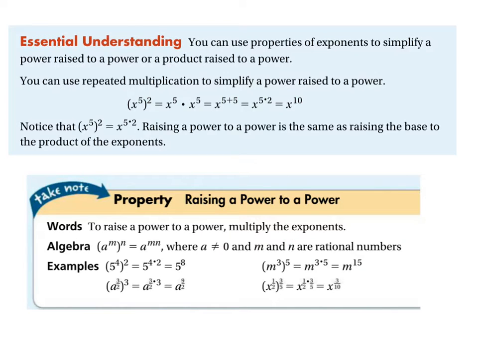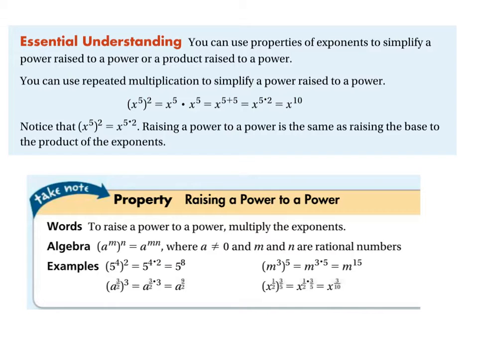Okay. Here's an example. 5 to the fourth raised to the second. We multiply the exponents together. 4 times 2 is 8, so 5 to the 8th. Keep the exact same base. You're not also raising this; we're not getting 25 to the 8th. The base stays the same.